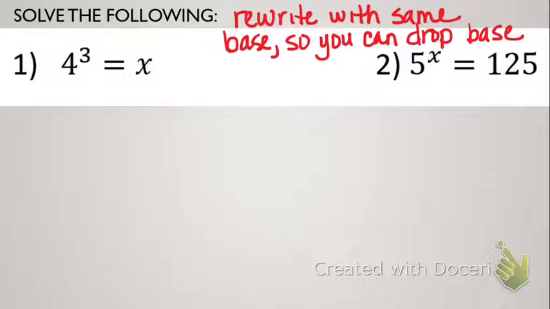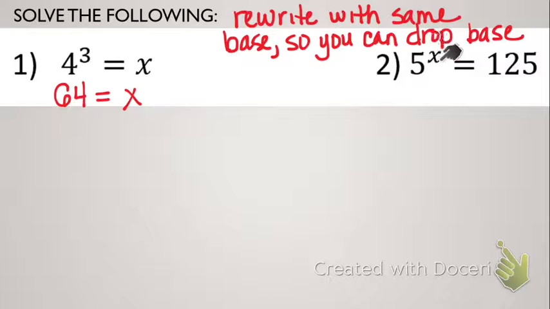So for this first one, this is pretty basic because x is not a part of your exponent. So x equals 4 to the third. This is honestly already solved for you. X equals 4 to the third. And what is 4 to the third? 64. Okay. Question number 2. This is more like it.